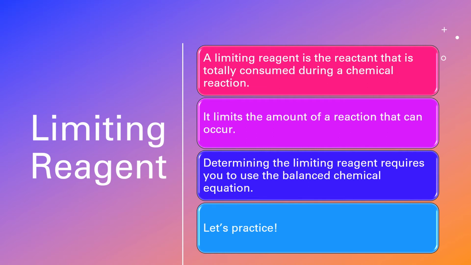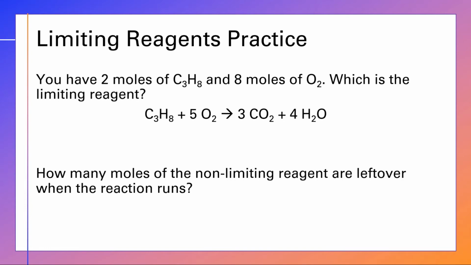Let's try some practice. This first problem says you have 2 moles of C3H8 and 8 moles of O2. Which is the limiting reagent? We know that for each 1 mole of C3H8 we need 5 moles of oxygen. So in order to react 2 moles of C3H8, we need 10 moles of oxygen. We don't end up having 10 moles of oxygen, we only have 8. So that means that oxygen, O2, is going to be our limiting reagent.